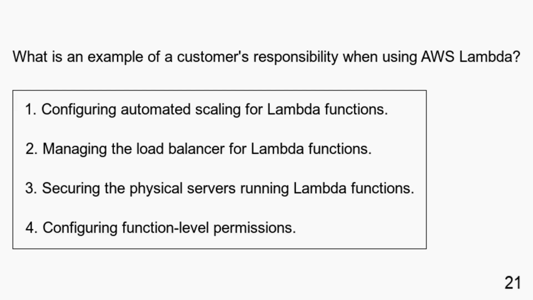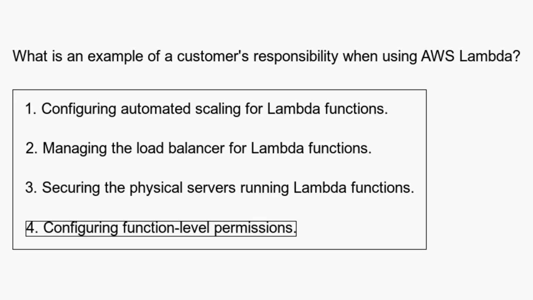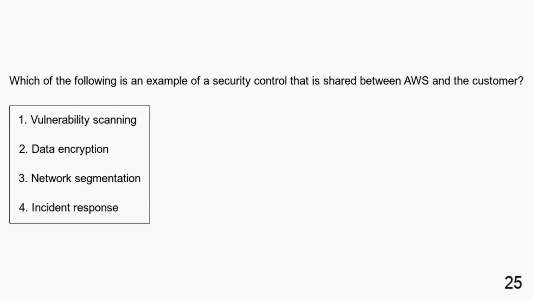What is an example of a customer's responsibility when using AWS Lambda? Configuring automated scaling for Lambda functions. Managing the load balancer for Lambda functions. Securing the physical servers running Lambda functions. Configuring function-level permissions. Configuring function-level permissions is a customer responsibility when using AWS Lambda.